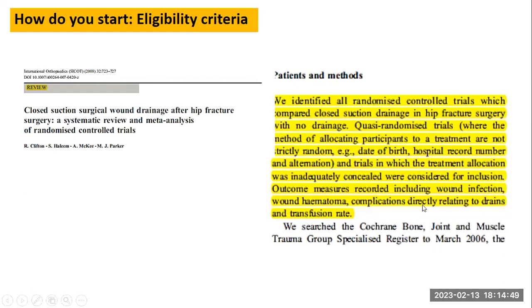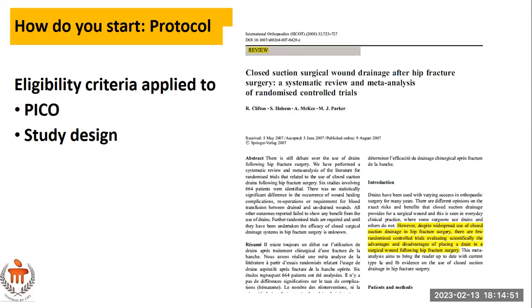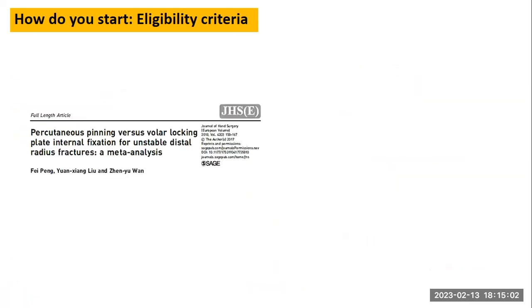So this is how we come out with the eligibility criteria, and then you start excluding. This eligibility criteria is also tied to your research question, and also the type of studies you would be including. That's how your protocol builds up here.